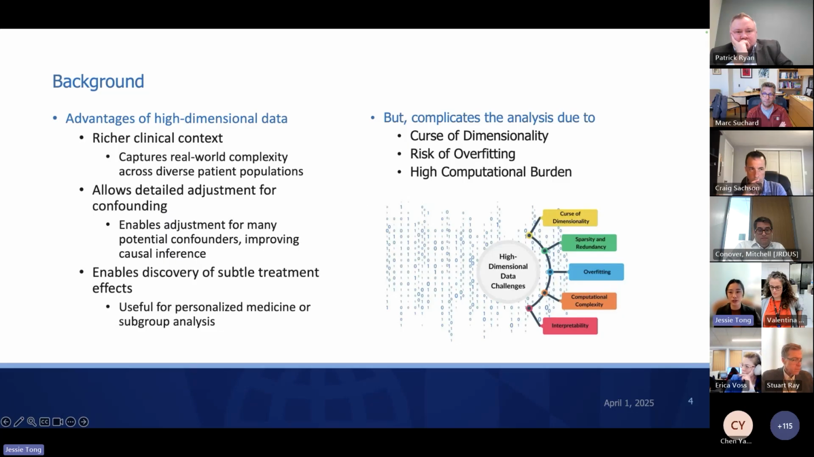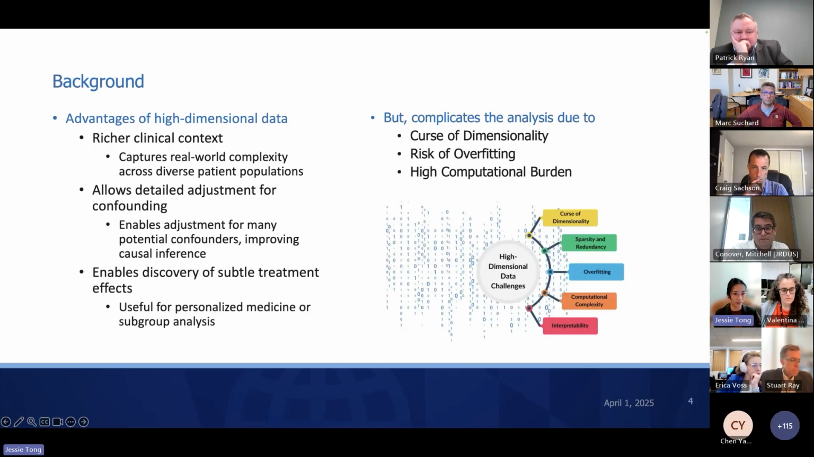High-dimensional data really gives us some advantages when we generate evidence. For example, it captures the wide range of complexity in the real-world setting, different aspects of the patient, and it makes it easier to adjust for confounding variables when we do causal inference, improving the strength of our findings. It also gives us the opportunity to study personalized medication and do subgroup analysis.